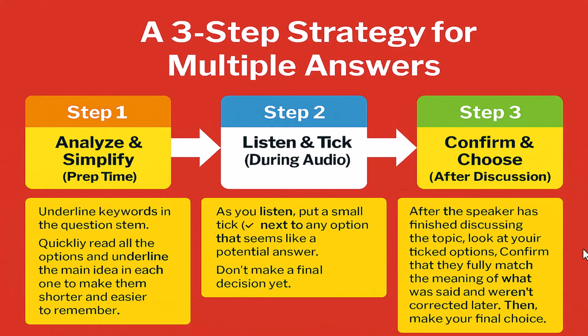Step 3 is to confirm and choose. The discussion of the topic will have a clear endpoint. After that point, look at the options you've ticked. Did the speaker fully confirm them, or did they use a turning word like but to dismiss them? Now you can make your final, confident decision.